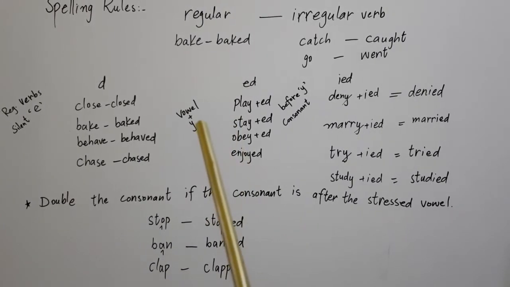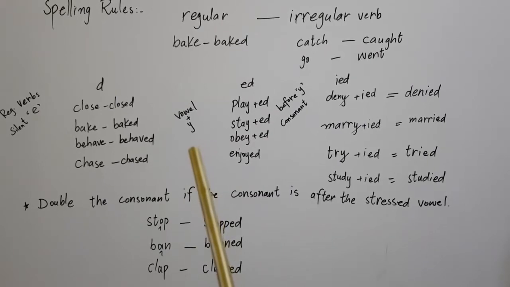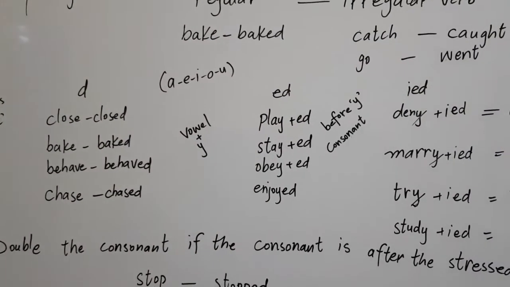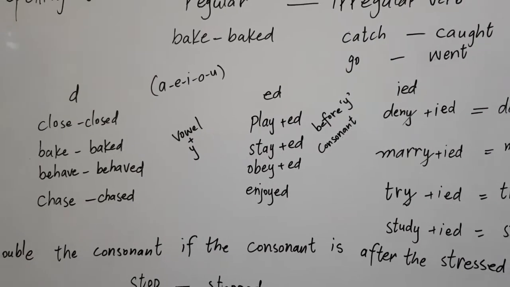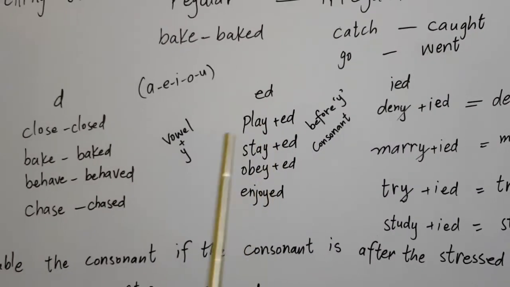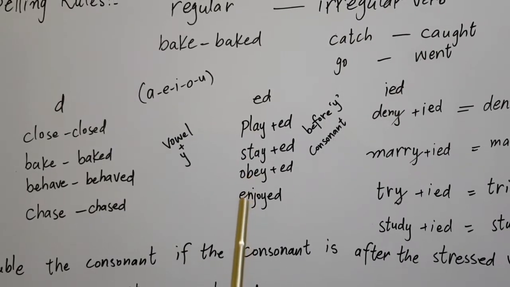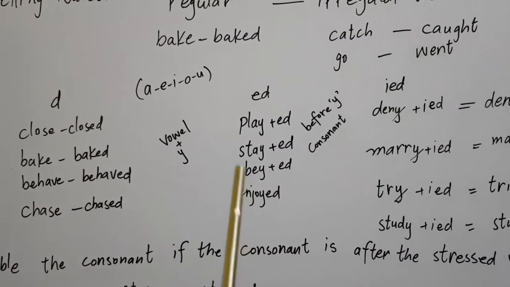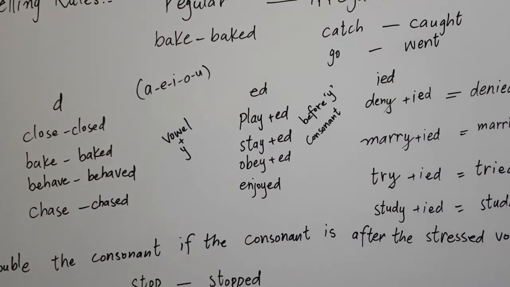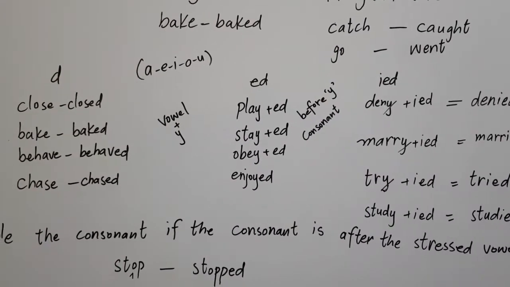And if there is a vowel plus y, I will repeat what the vowels are: a, e, i, o, u. If the word ends with y and before it there is a vowel letter, just like play, stay, obey, enjoy, then we have to add ed at the end. Play becomes played, stayed, obeyed, enjoyed.